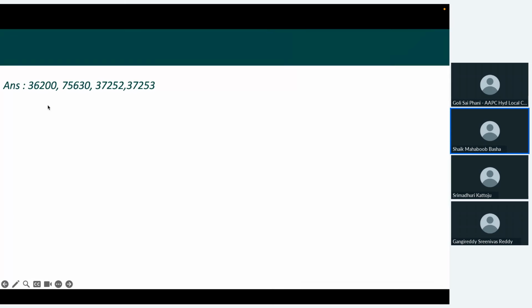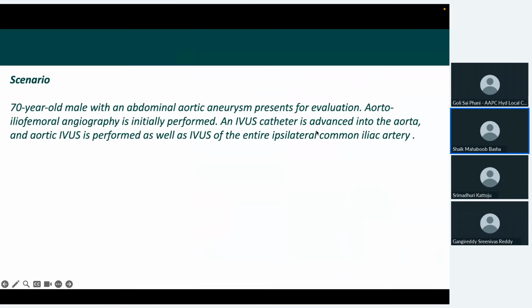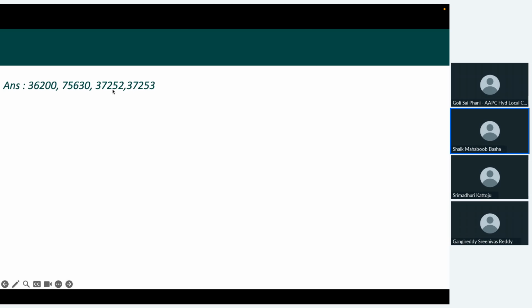So here you can see the answer. For aortography, you can code 36200 and 75630 SNI code. For aortoiliac angiography, 37252 and 253 are for IVUS. So why did we not code 75710 SNI of lower extremity? Because they are not doing any angiography in the common iliac artery. They are doing the combined angiography for aortoiliofemoral, that will be coded as 75630. So 252 is for the primary blood vessel, 253 is for each additional blood vessel.